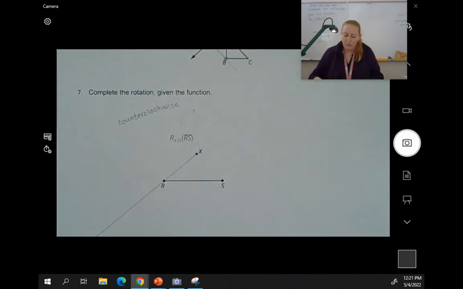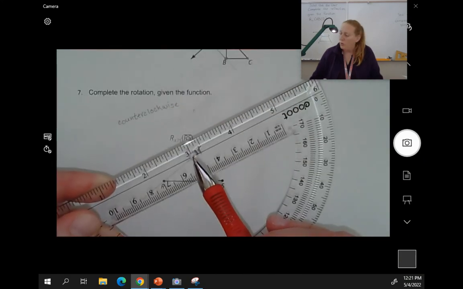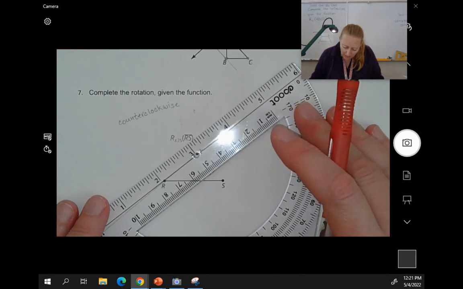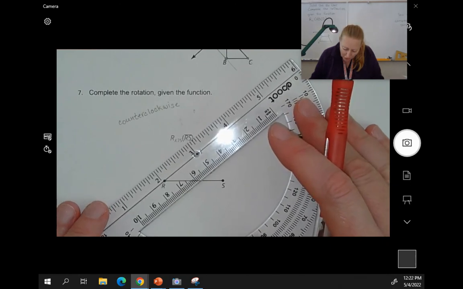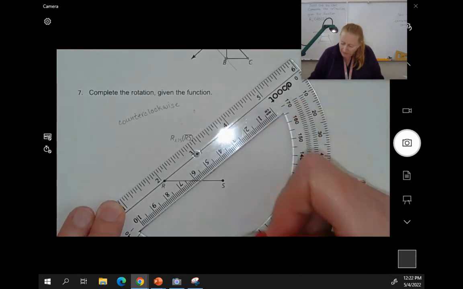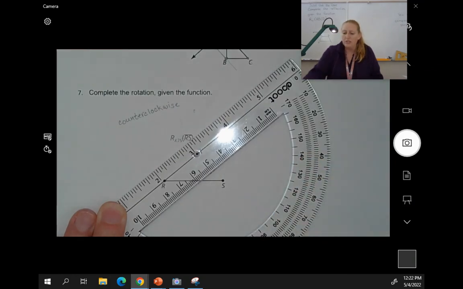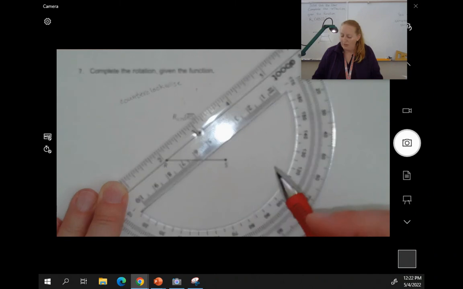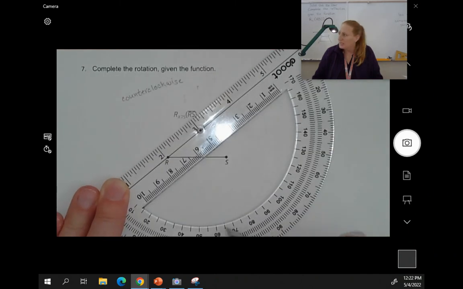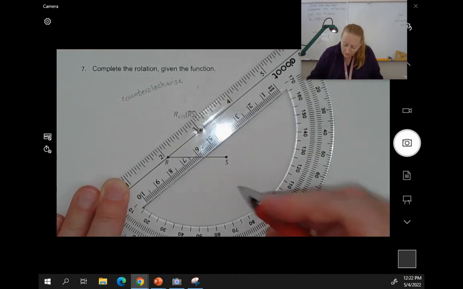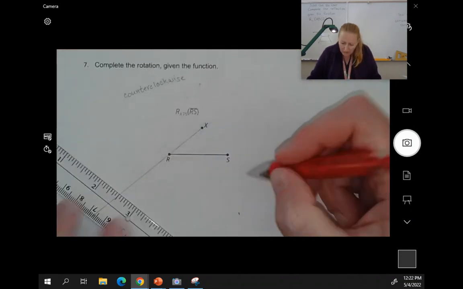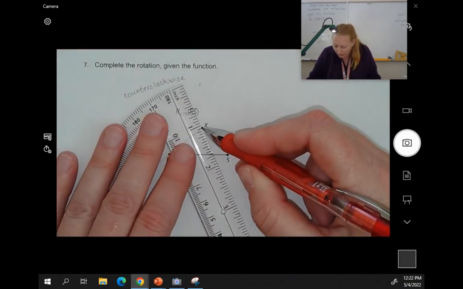So I'm going to grab my protractor. The hole is going to go on my center of rotation. And I'm going to line it up with the line that I just drew. 75 degrees. I don't know how well you can see because my camera, there we go. So 75 degrees, I see 60, 70, 80. So 75 is going to be right about there. Now go ahead and make the other side of my angle.